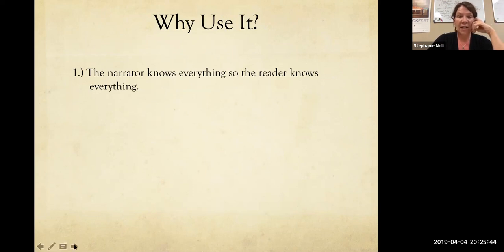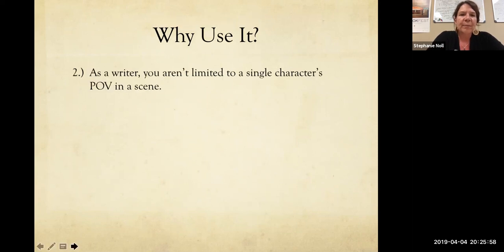That is a reason to use it if that is the book that you're telling. We'll talk about the example that I shared with you, Billy Lynn's Long Halftime Walk, which uses omniscience quite a bit throughout the book. Not fully, not exclusively, but a lot. We'll talk about why he does it. As a writer, you aren't limited to a single character's point of view in a scene.